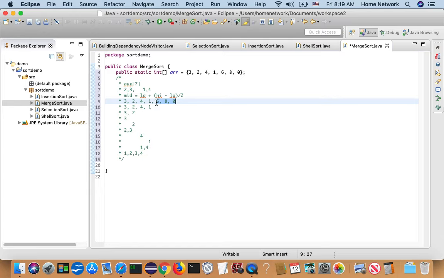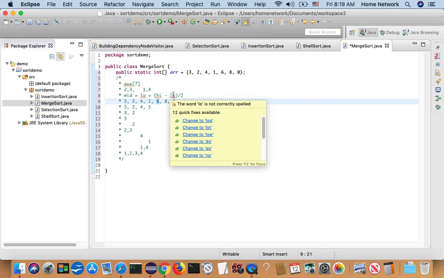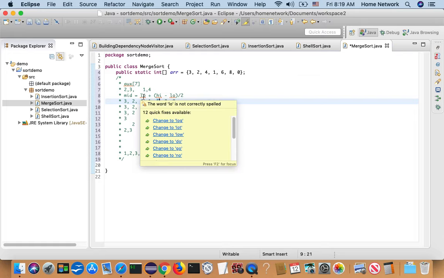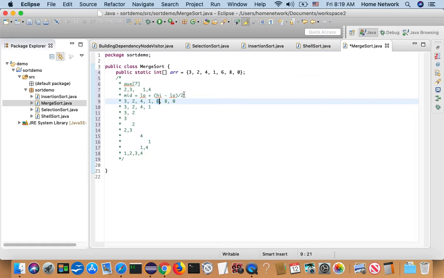Here first, let's divide and conquer. Let's calculate the dividing point. The low is 4, counting 0, 1, 2, 3, 4. High is 6. So 6 minus 4 equals 2. 2 over 2 equals 1. 1 plus 4 equals 5. So the middle point is 5, which is 0, 1, 2, 3, 4, 5. And this is our left half.